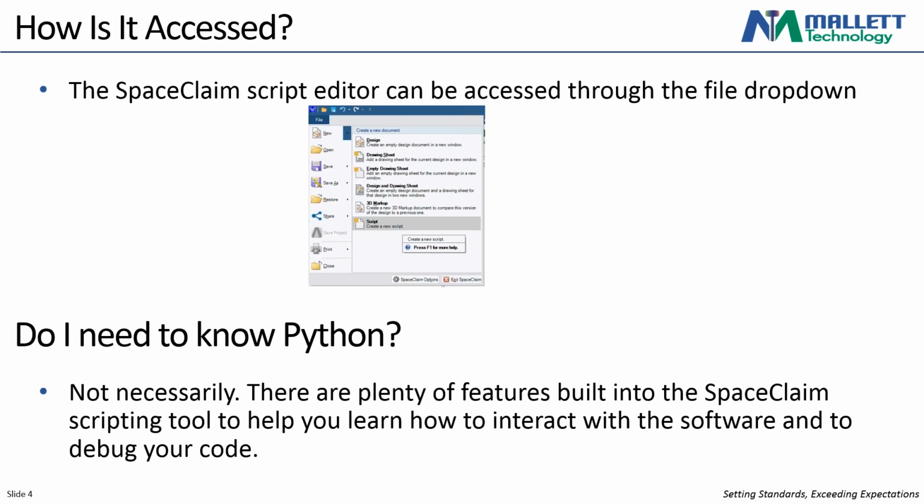Okay, so that's all the upfront stuff. I'm about to get into the meat of it, and this is going to be a very first pass, surface level look at SpaceClaim scripting. I won't go into any super technical details. So the first question is, how can I access the SpaceClaim script editor? It's very straightforward. If you go to the File menu, File, New, Script will open the script editor. And then I'll touch on where to go from there.